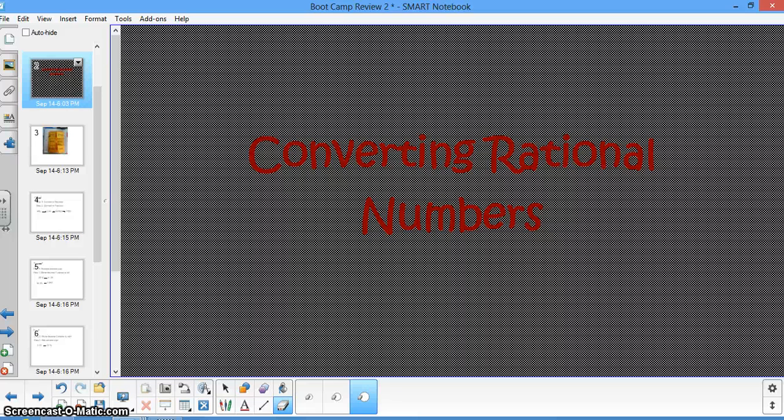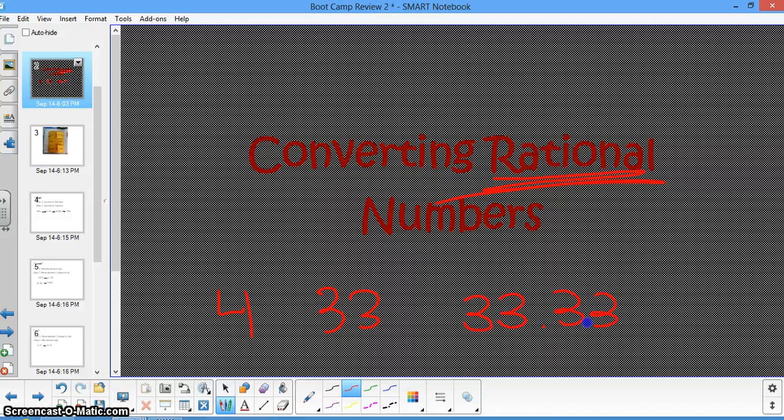Continuing with the boot camp review, this is part 2, converting rational numbers. Please do not let this word here stress us. A rational number is one that terminates, which means stop or end. So 4.33, 33.33 terminates, ends. A rational number is also one that has a pattern, so a repeating 3 would be a rational number. Again, do not let rational confuse you.